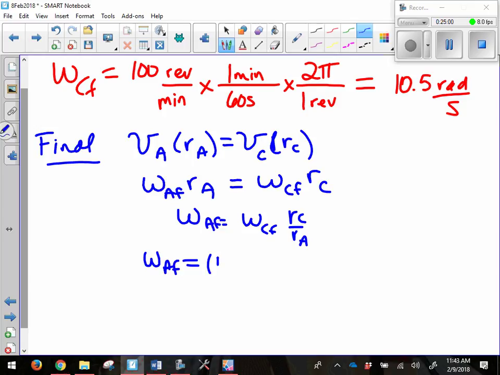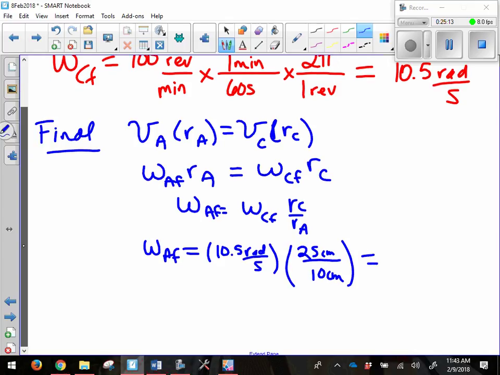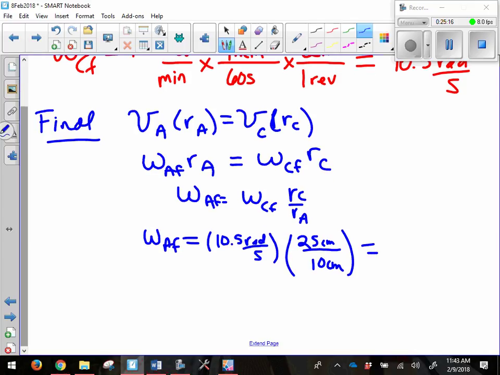So omega CF is what we figured out at the top of this page, 10.5 radians per second. RC is 25 centimeters. RA is 10 centimeters. And what do we get? Let's see what others get. Sari agrees. So does Elisa, so does Priya and Maddie. All right. So that was pretty cool.